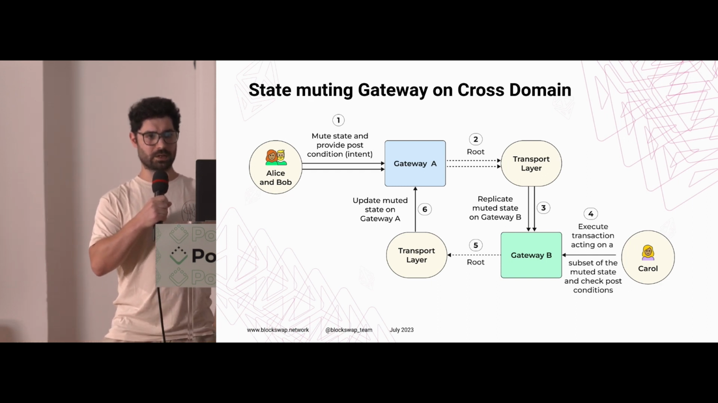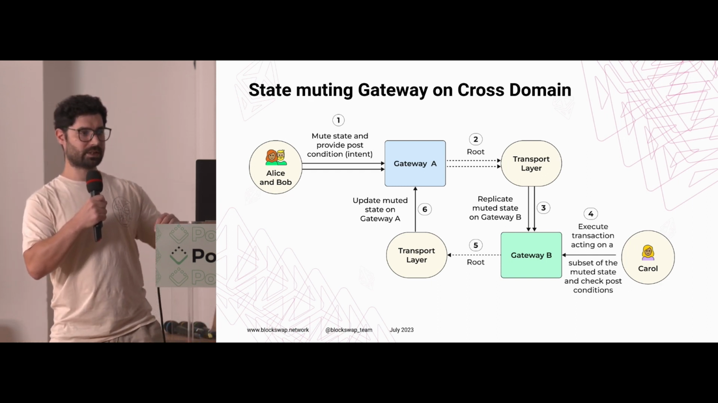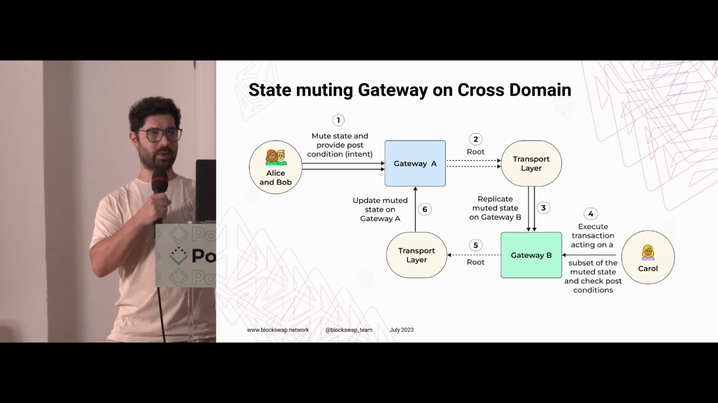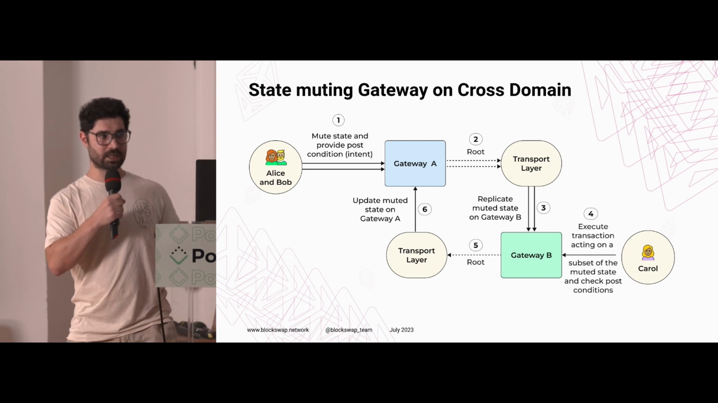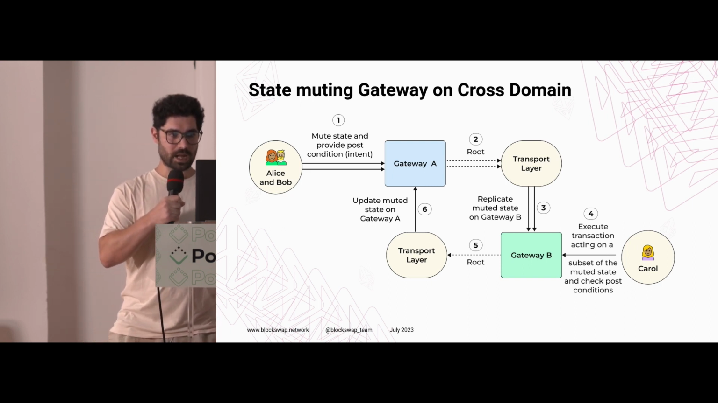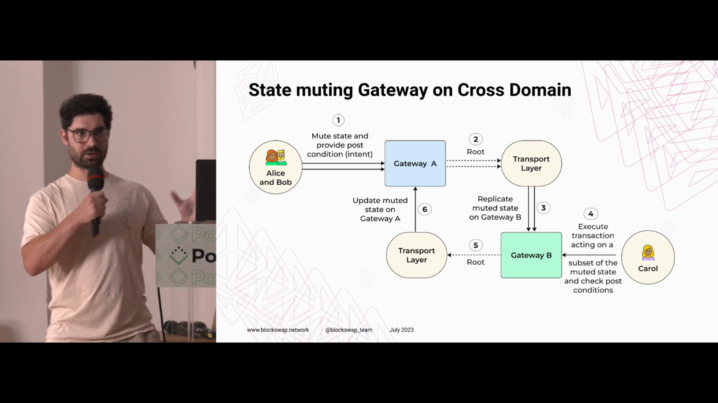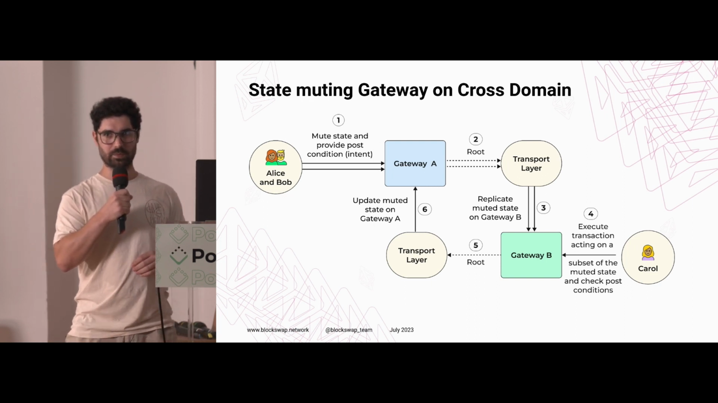Now, let's say it goes through, the state on gateway B has been updated, and then the transport layer on the domain A, where gateway A resides, will be notified about this, and the state will be updated accordingly on gateway A, so they are in sync, the state on gateway A and gateway B.